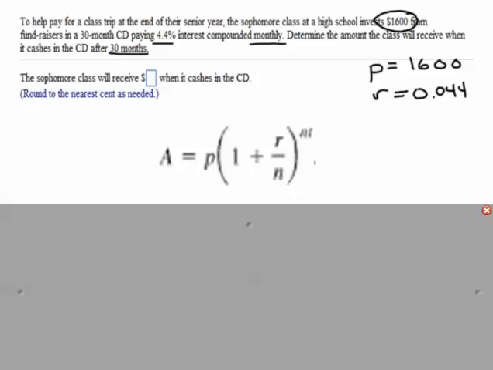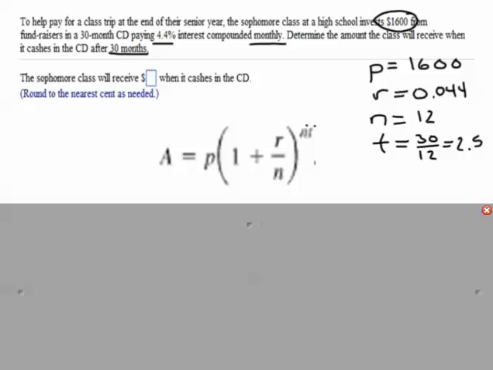Divided by n. N is the number of compoundings per year. So n, since it's compounded every month, it's 12. And t stands for the number of years. Well, if it's a 30-month CD, 30 divided by 12 will give you the number of years, 2.5. So n is the number of compoundings per year. T is time in years.